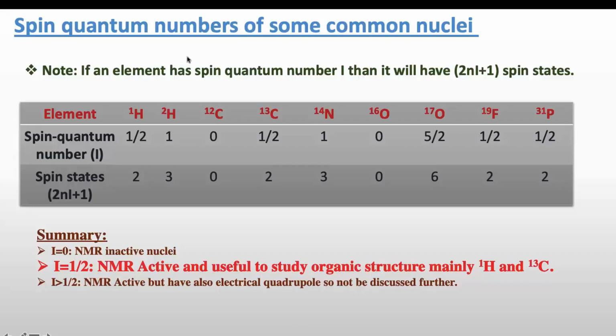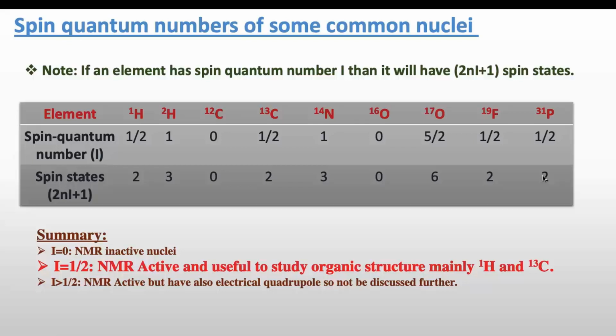So this is the spin quantum number of some common nuclei in this table. First we have to see that if an element has spin quantum number I, then it will have 2I plus 1 spin states. Based on that, 1H, which has spin quantum number 1/2, will have 2 spin states. 2H, which is deuterium, has spin quantum number 1, so it will have 3 spin states. Now 12C, which has I equal to 0, will not have any spin states according to the 2I plus 1 rule. 19F, which has I of 1/2 again, will have 2 spin states. 31P, which has 1/2 spin quantum number, will again have two spin states.